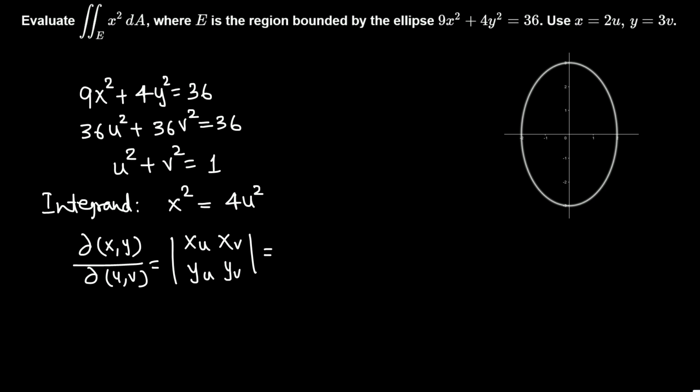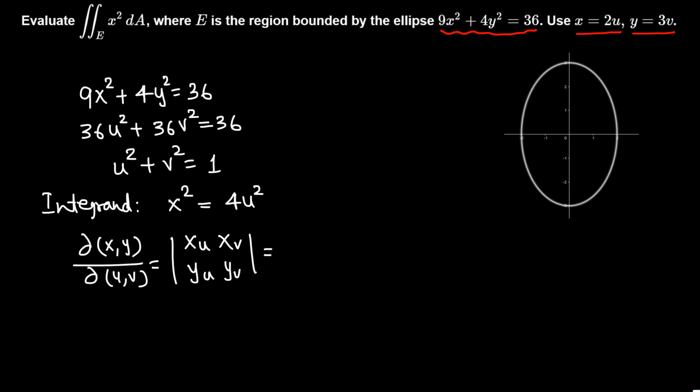Evaluate this double integral of x squared. The integrand is x squared, where E is the region bounded by the ellipse, and we are asked to use this change of variables: x equals 2u and y equals 3v, and here is the ellipse.